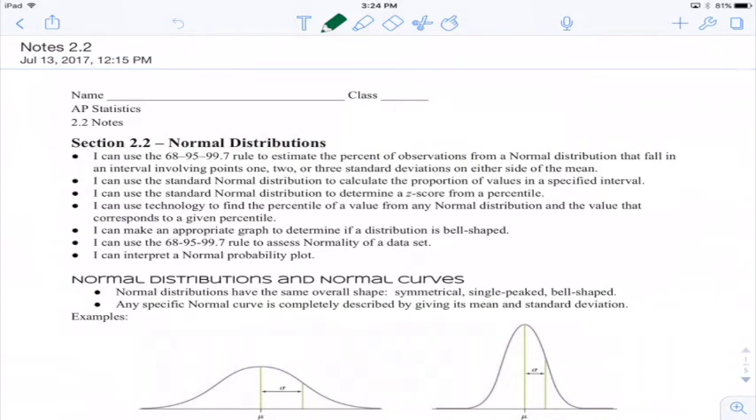All right, Algebra 1 students, this is 2.2. Again, same thing as 2.1. There's a lot of different things going on in this section, but they're not that hard. So here we go. We have normal distributions and normal curves.